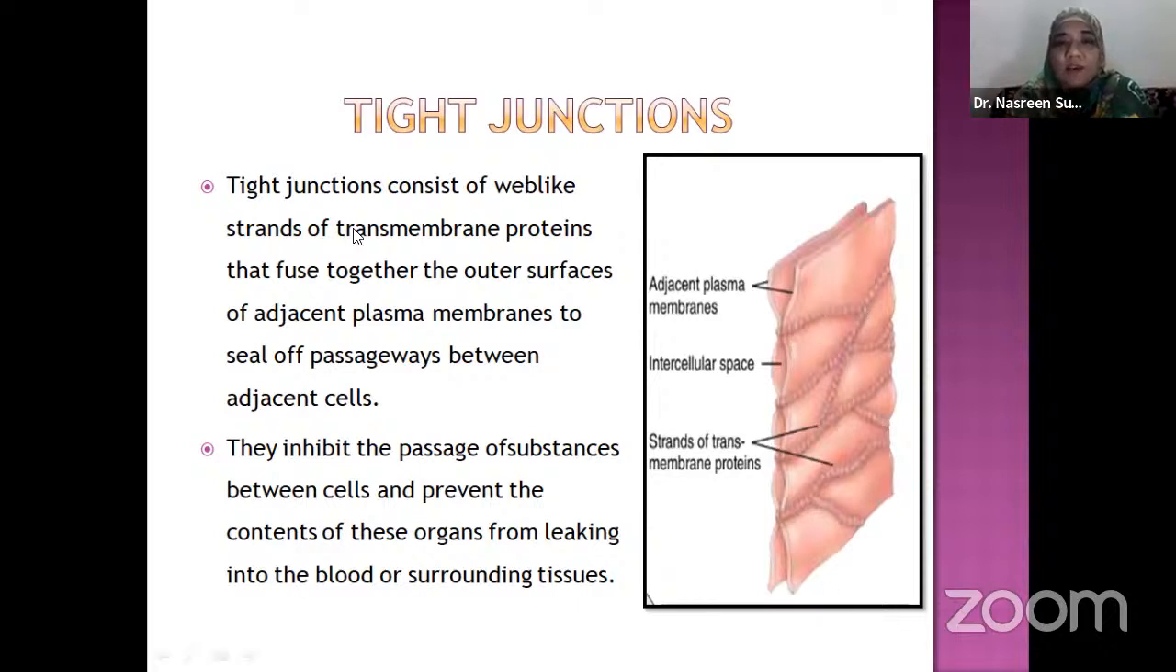Okay, the web-like strands of transmembrane proteins. Transmembrane proteins will be very tightly fused to one another, and there will be no chance of any molecule going inside. Okay, they seal off the passageways between the adjacent cells. They inhibit the passage of substances. They will not allow the passage of substances between the cells, and they prevent the contents of these organs from leaking into the blood or surrounding tissues.